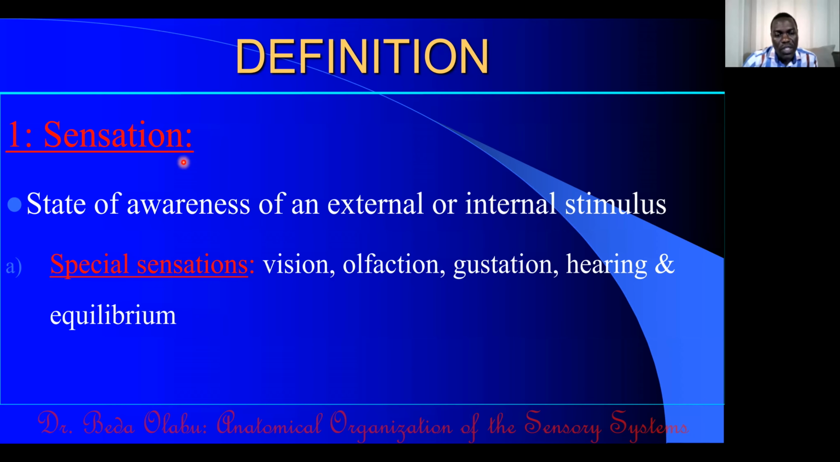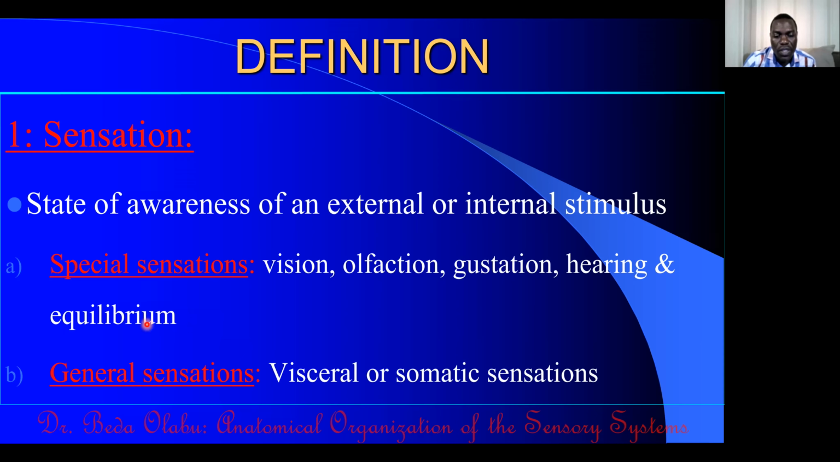We classify sensations into two. We have spatial sensations and general sensations. When you talk of spatial sensations, we are referring to vision, smell, taste, hearing, and equilibrium. This is largely equilibrium of the head. The sensations which don't fall under these 5 categories are therefore considered general.